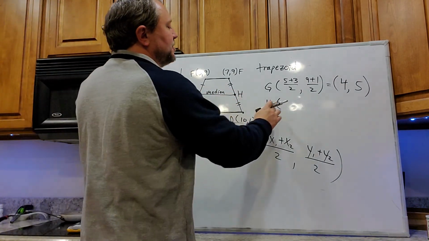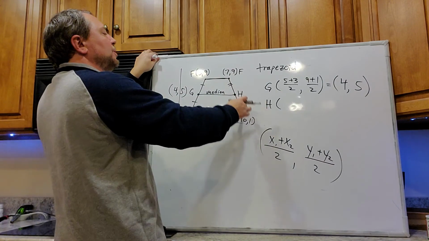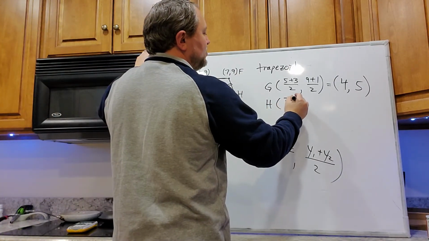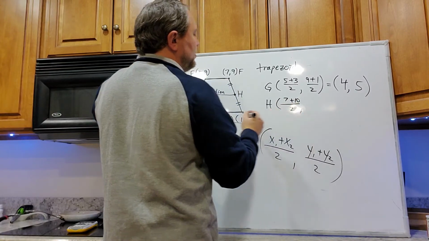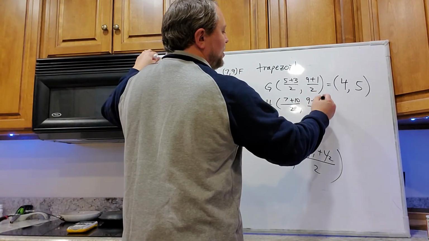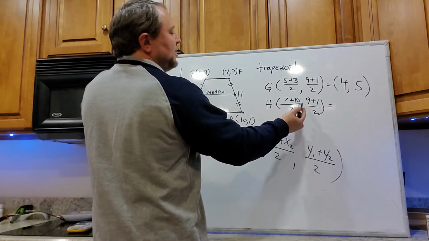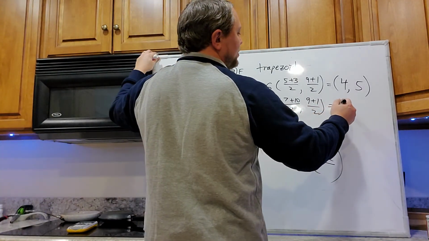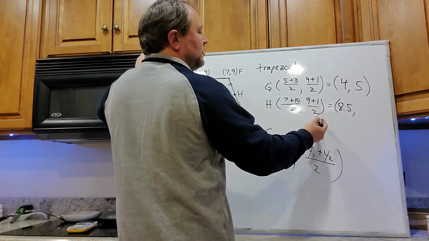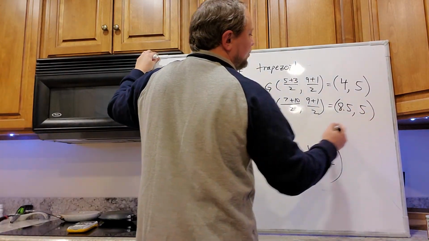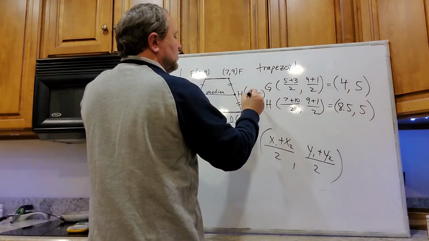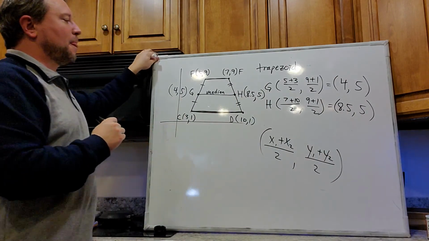H, we could do the same thing then. We're going to do the midpoint of these endpoints. So 7 and 10 were my x values. Add them and divide by 2. 9 and 1 are the y values. Add them and divide by 2. So that's 17 divided by 2 is 8.5. 10 divided by 2 is 5. So this one's at 8.5, 5 for its coordinates.